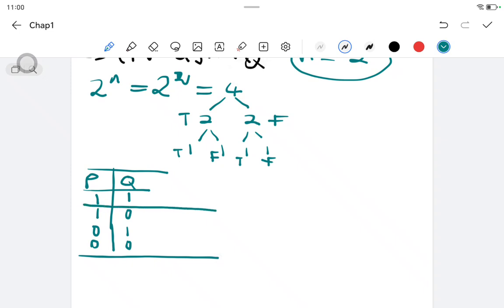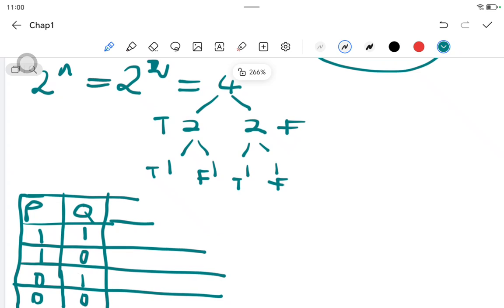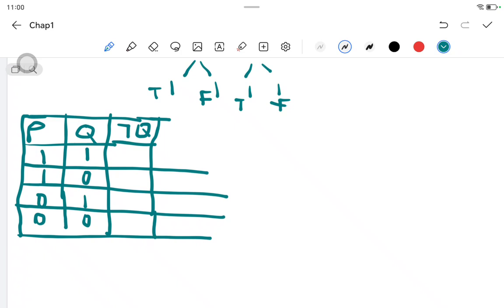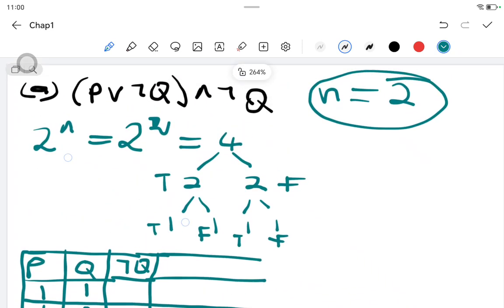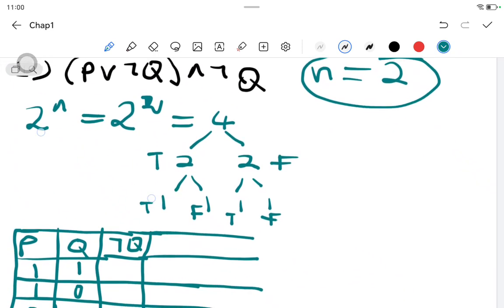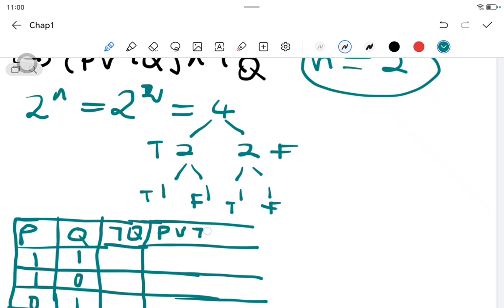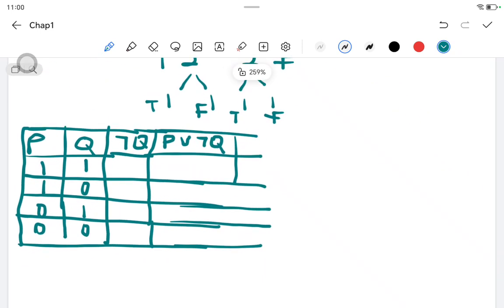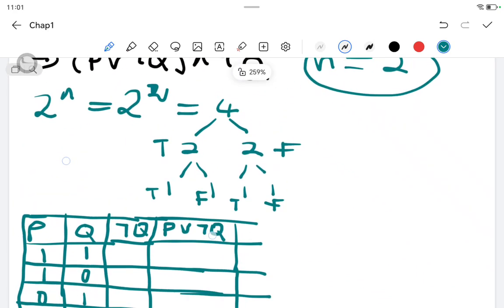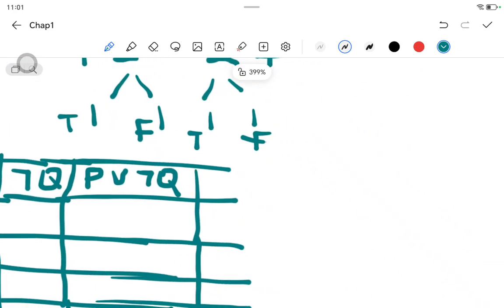Now we check the other statements that we have here. Do we have negation? Yes, we only have the negation of Q, so we put the negation of Q there. Then we check the statements. We start with the ones inside the brackets: P or negation of Q. Then all in all we have this or negation of Q, close the bracket, and negation of Q.